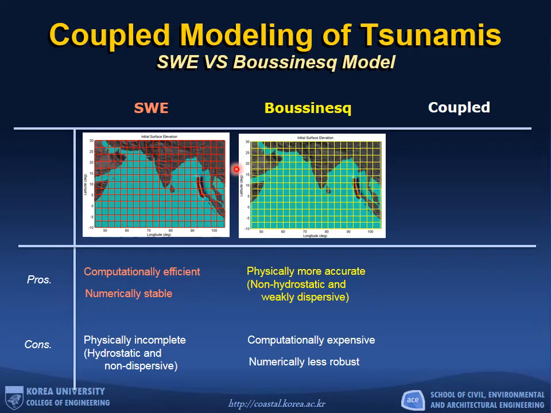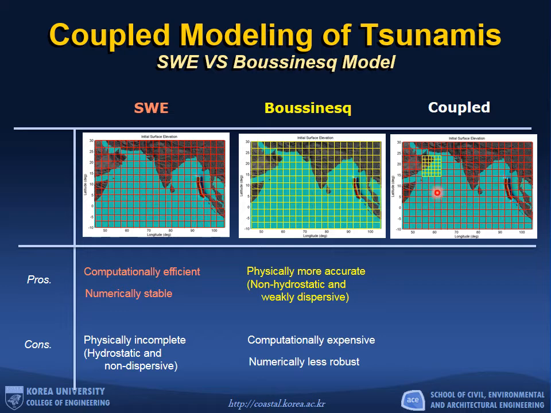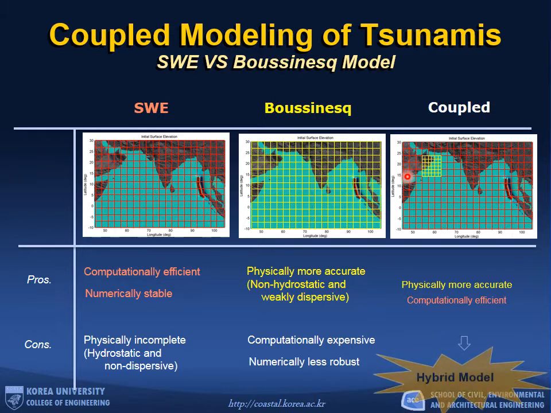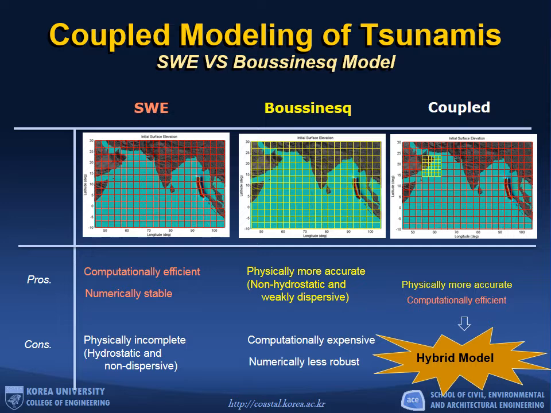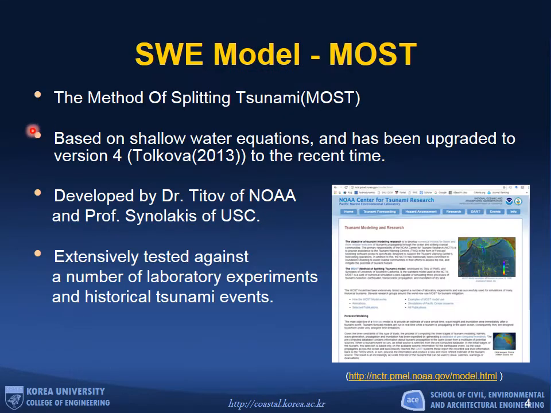So what if we put the Boussinesq model inside the shallow water equation model where the dispersive effects are important? By doing this, we will gain both accuracy and efficiency. So this study starts from these ideas. In this study, we would like to couple the Boussinesq model and the shallow water equation model. To couple the shallow water equation model with the Boussinesq model, two existing models have been used.